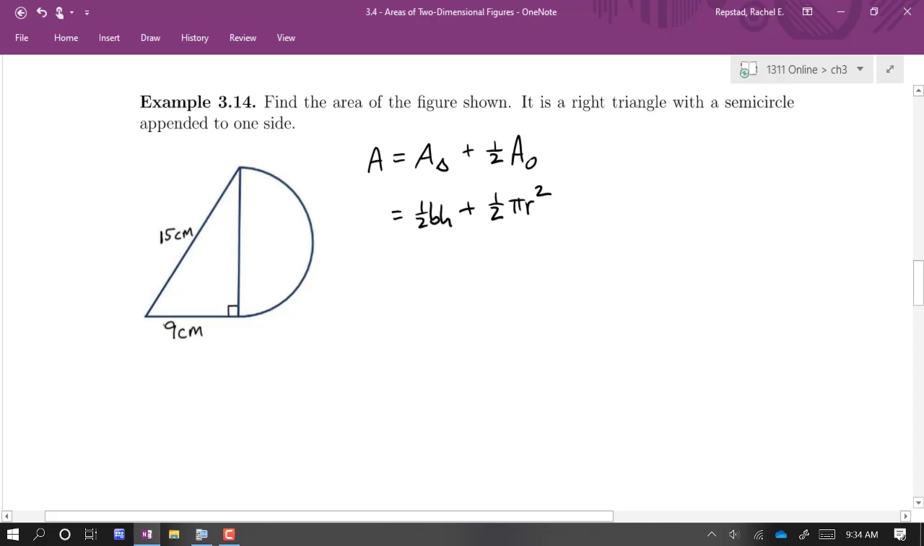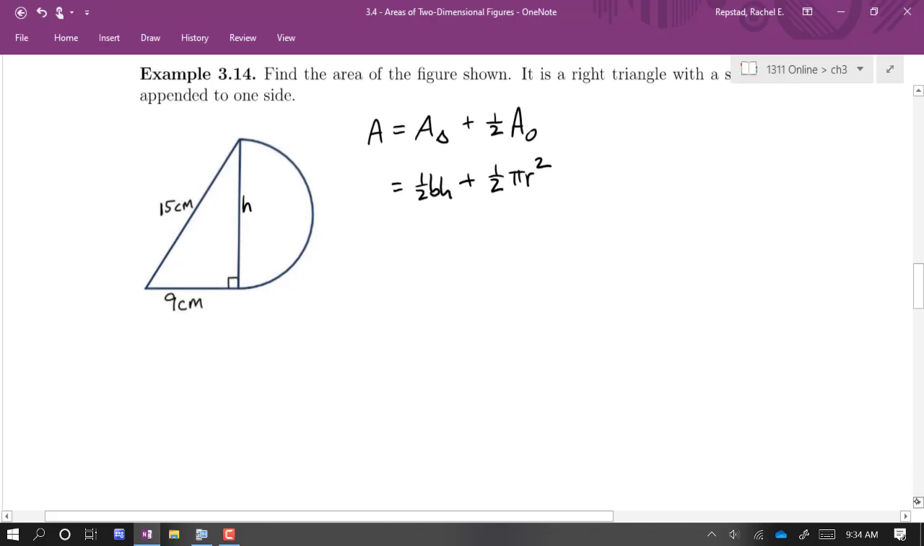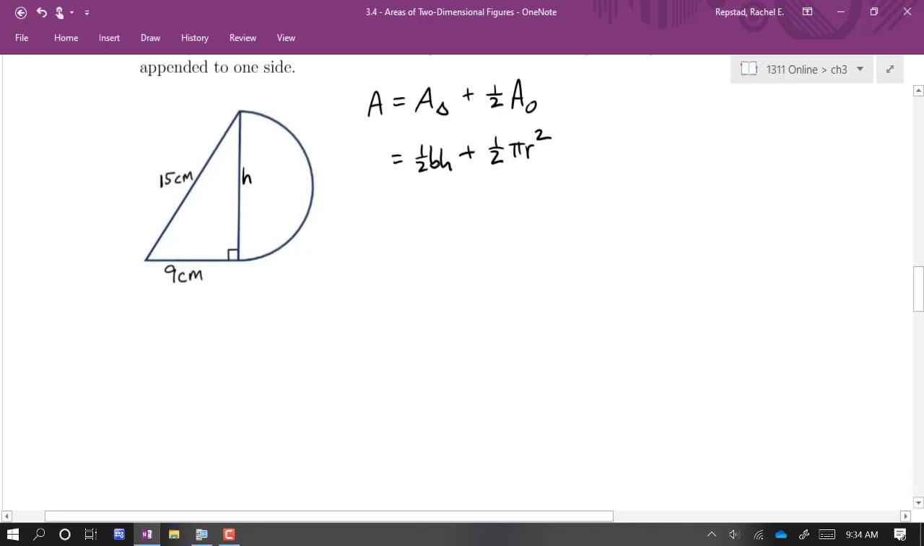And if I look at this figure, they gave us the base of 9 centimeters, and then they gave us the hypotenuse, 15 centimeters. I need to get the height, right? I need to have something I can plug in for height in the area of the triangle. But we can find that. We know how to find that. We've been doing that since the first chapter. We can use Pythagoras.